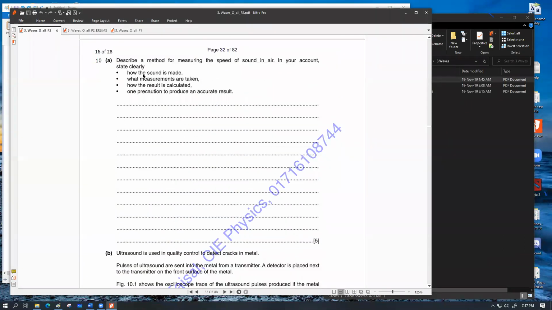এই কোশ্চেনটা দেখো: describe a method for measuring the speed of sound in air. In your account state clearly how the sound is made, what measurements are taken, how the results are calculated, and one precaution to produce an accurate result. You can either go for the blast gun method or you can go for the echo method. I personally like the blast gun method because the wording of the blast gun method is easier to describe compared to the echo method, wood clapping method. But you can choose either of them and write the possible precaution that you have.